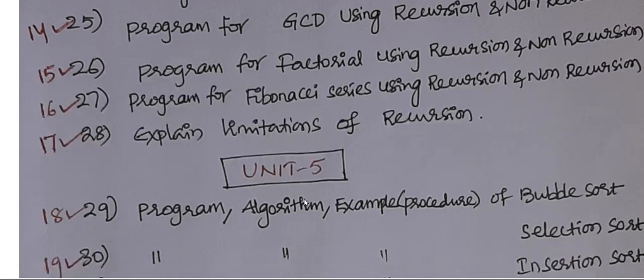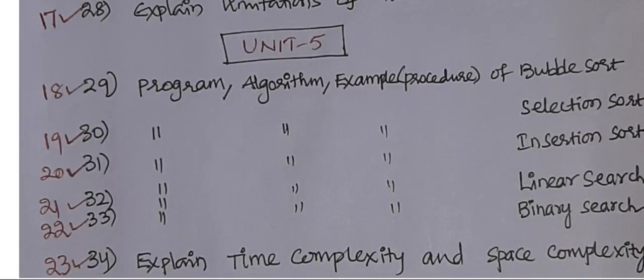Next, unit 5. Here bubble sort. We should practice the program, algorithm, and example. Example means you have to explain with the procedure, with the elements, with the numbers. Stepwise you have to write. Next, selection sort also. You learn the program, algorithm, and example or procedure. Step by step, step 1, step 2, step 3, like that you have to write in the procedure or example. With elements or numbers, you have to explain.